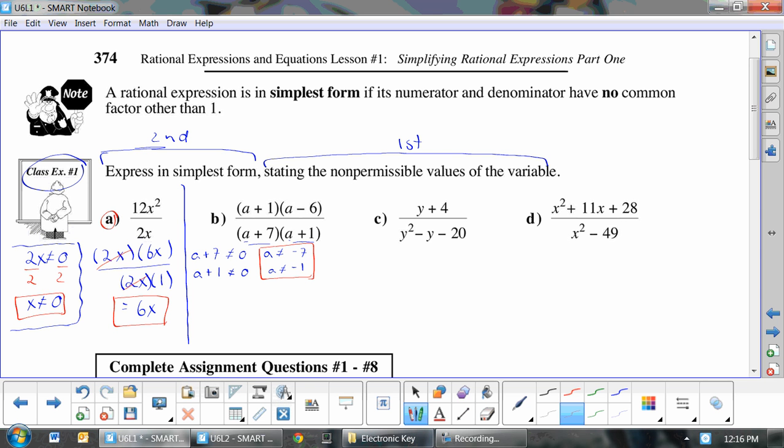And then, because this question is so nice, they already have the bottom and the top factored. So right away we can look at it and go, oh, these cancel out. And we get a minus 6 over a plus 7 as our final answer. Like the non-permissibles? Yeah, because the question asks for it.